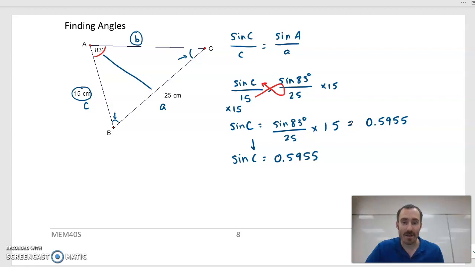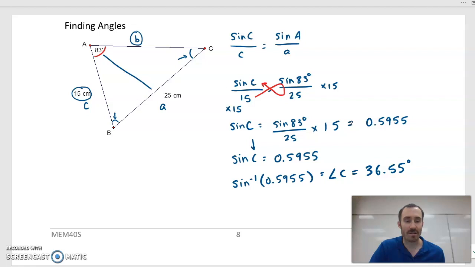So my last step is doing the inverse sine, undoing that sine of 0.5955. And when I do that, I'm going to get angle C. This little L-shaped thing denotes angle. And so when I do that, I get something that makes more sense, 36.55 degrees. And that's the end. So there's one extra step when you're looking for an angle. That's that very last step over here where you have to do the inverse sine in order to get your angle.